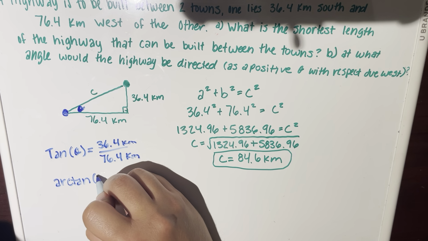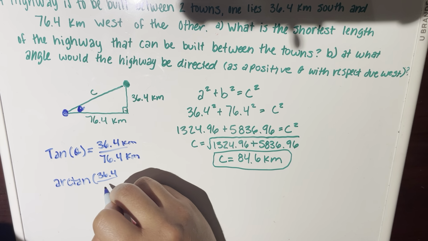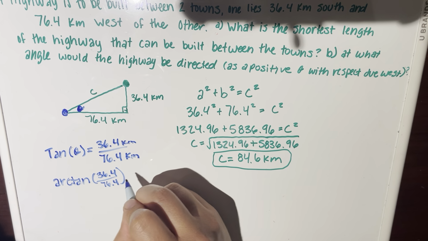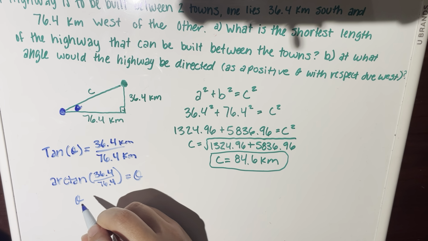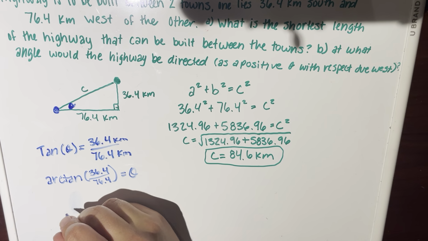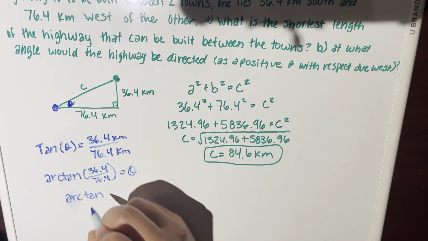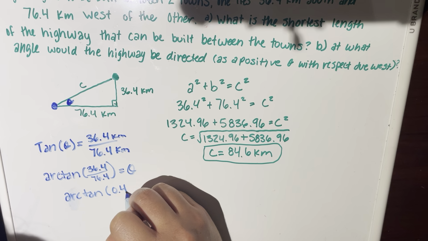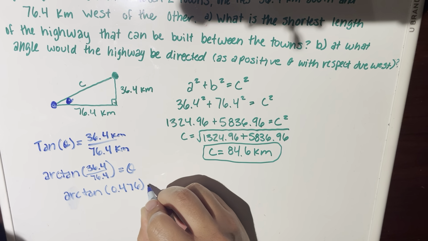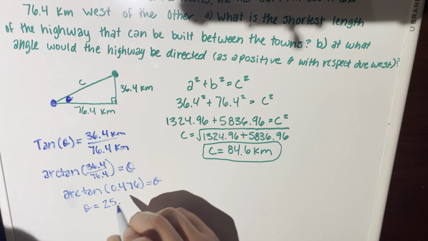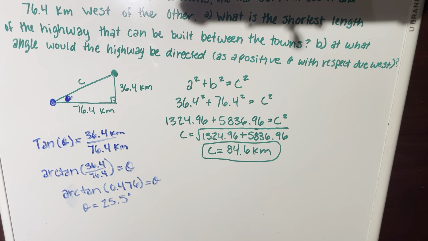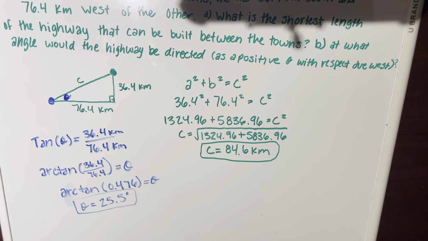And our trig functions also state that tangent theta is equal to this, but arctan of our answer is going to equal theta. We get that theta equals arctan of about 0.476, and theta is going to equal about 25.5 degrees. And that was the answer to B. At what angle would the highway be directed?